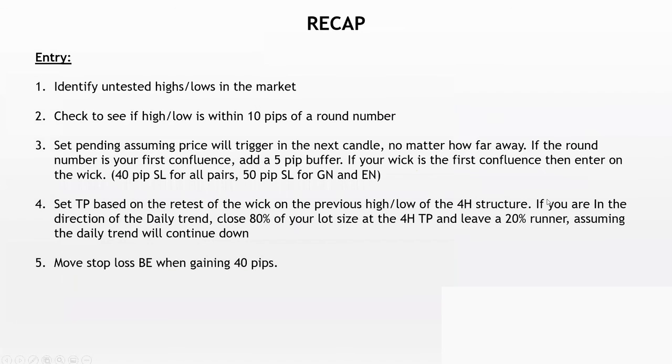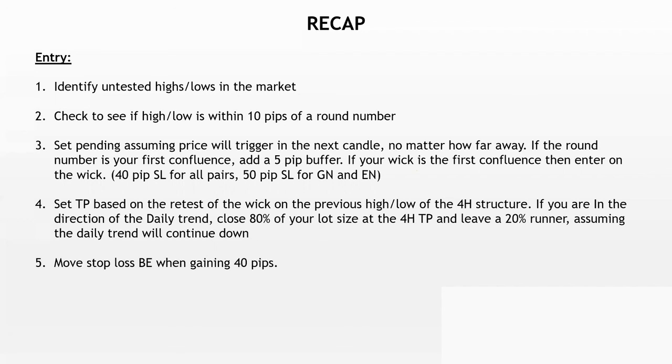So let's do a recap of the strategy, guys. First step, we're identifying untested highs and lows within the market. We're checking to see if a high or low is within 10 pips of a round number. If it is, we will keep that level of interest. So we will set a pending, assuming that price will trigger within the next candle, no matter how far away it is. If the round number is your first confluence, you will add a 5-pip buffer. But if your wick is the first confluence, then you can enter on the wick. 40 pip stop loss for all pairs, 50 pip stop loss for GN and EN. Set take profit based on the retest of the wick on the previous high or low based on the 4-hour.